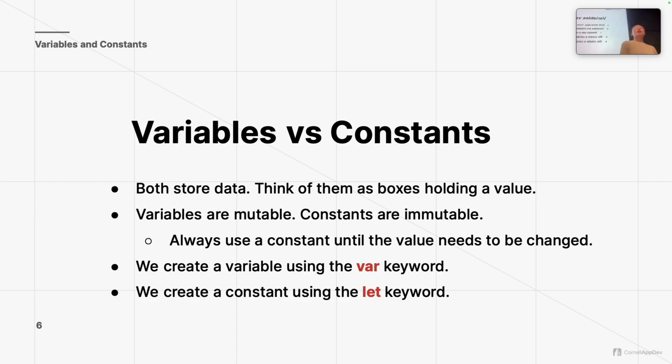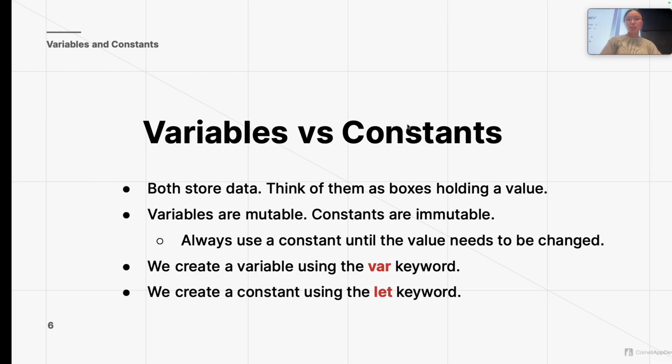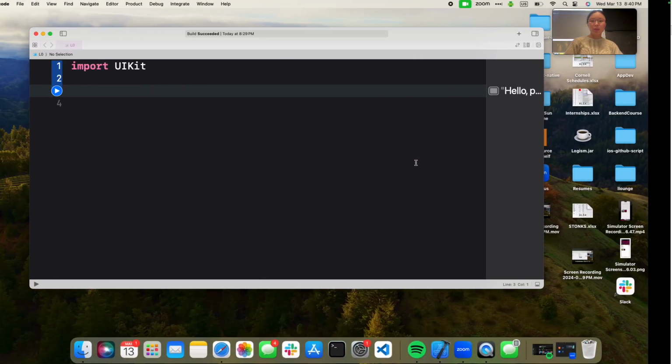So for example, if I were to define my birth year, I would define that as a constant because that's never going to change, right? Hopefully. So how we actually go about defining these two concepts in Xcode: you use var to define a variable and you use let to define a constant. So let's take a look to see how that would look.